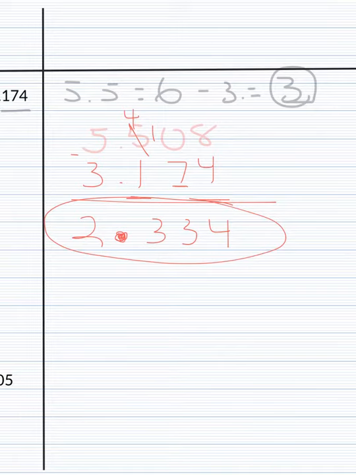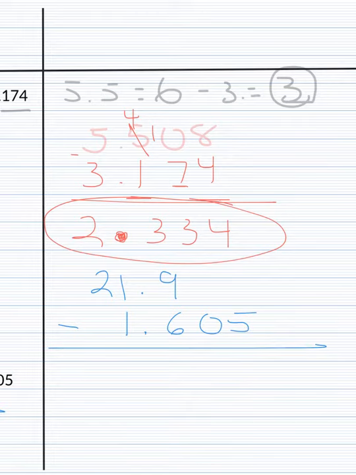Once again, we'll do this one in blue. We have 21 and 9 tenths minus 1 and 605 thousandths. Just as we did with addition, we can insert zeros so that we have the same number of decimal places. So I'm going to add a 0 there, add a 0 there.